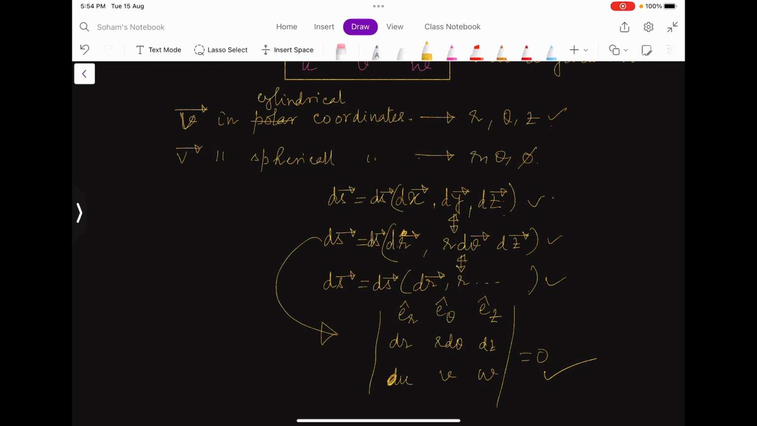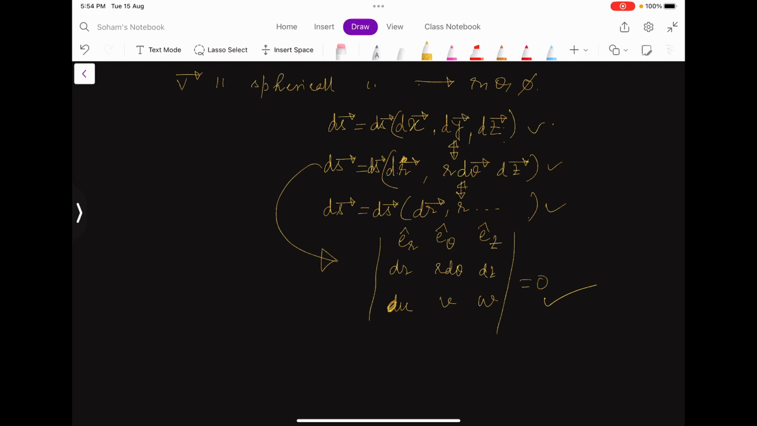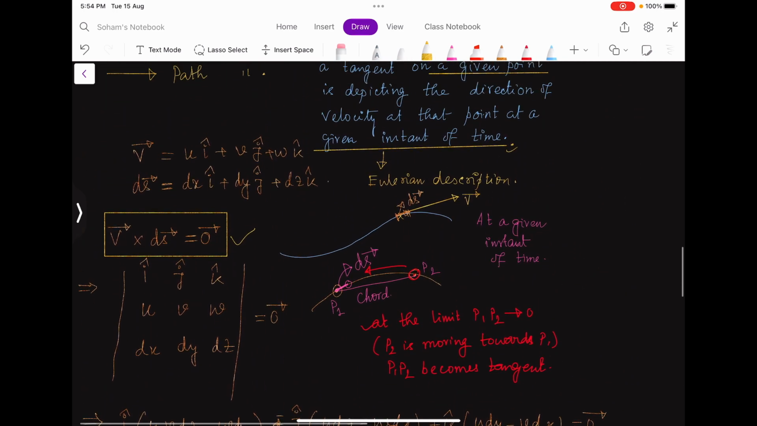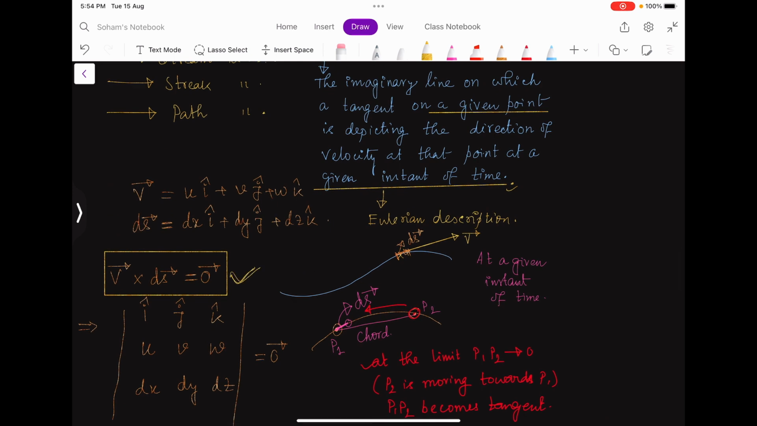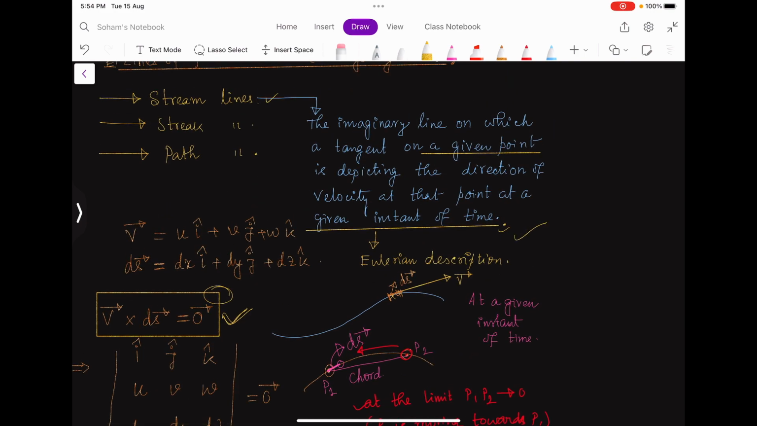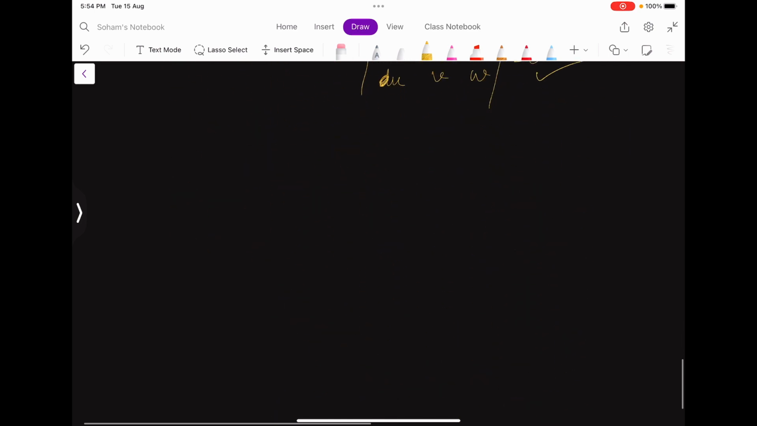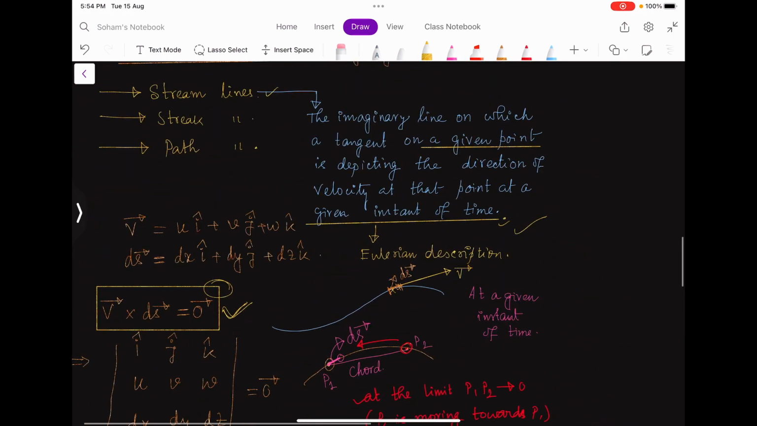So my point is, you should be able to derive the streamline equation in any coordinate system. You just have to have the basic concept that we have derived this condition by the definition of the streamline, right? Later we will study something called stream function after we study the continuity equation. Now let us move to the next line of visualization, that is streak line.